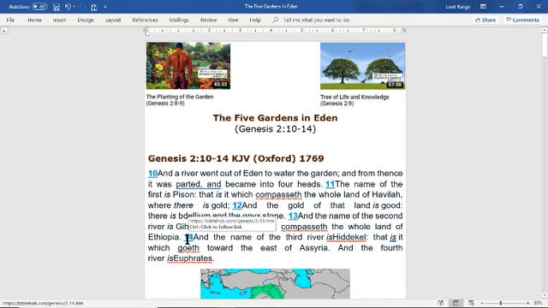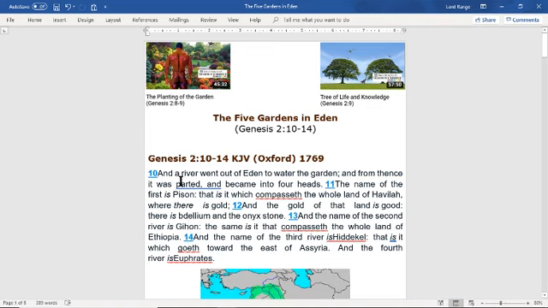In this lesson today, titled The Five Gardens in Eden, we're going to be going over Genesis chapter 2, verses 10 through 14. We're going to read these particular verses in the King James Version, Oxford edition of 1769 first, which is a false translation of the Bible. And as we're correctly translating these particular verses, we're going to explain the scriptures and the translation as we go through.